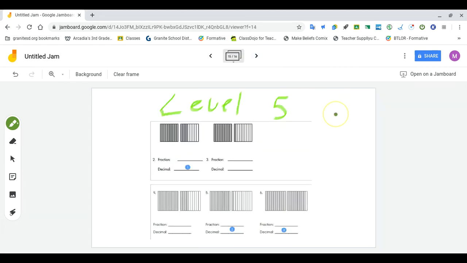Okay, this is what level 5 looks like. This is a whole thing, and then you'll type the decimal point, and then you'll count this for your tenths. So same thing here, whole thing, less than whole thing. Okay, and remember, don't worry about the fractions, only the decimal.